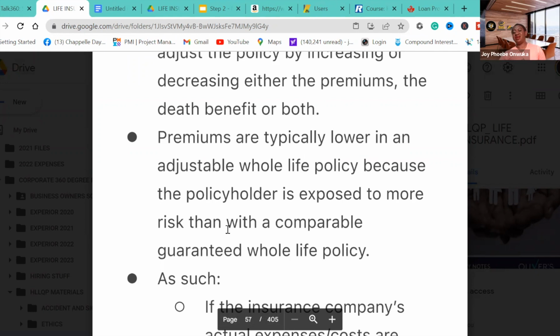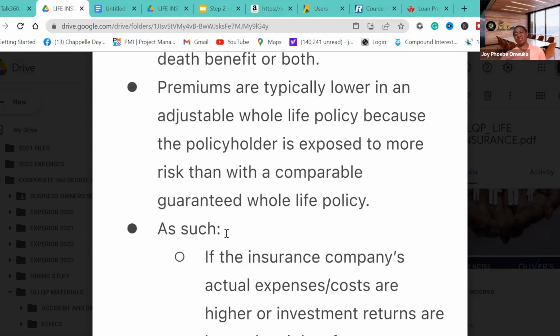Yeah, okay, so that could be it, right? Because the premiums are usually lower based on their current experiences, assumptions and projections. And then as they move further, maybe by the 5th or 10th year, depending on the contract, they reevaluate their experiences and then reproject. And then at that point, they could reduce the death benefit or increase the premium or both.